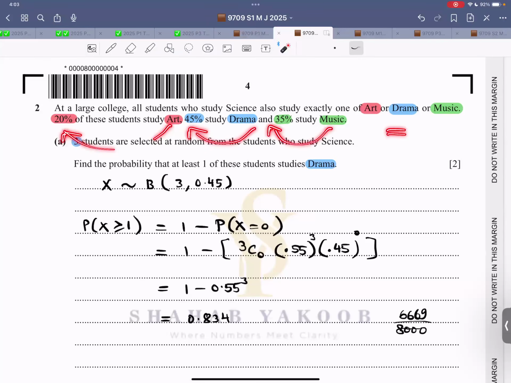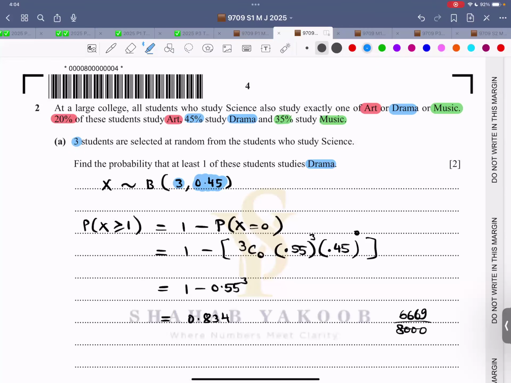Of course, in the exam, you can use some underlining. First part, 3 students are selected at random. The people who are studying science, that is technically our class. And from them, the different percentages are given. So 3 students are selected. Find the probability at least one of these students studies drama. So the probability of success is the probability of studying drama. That is this blue color probability, which is 0.45.